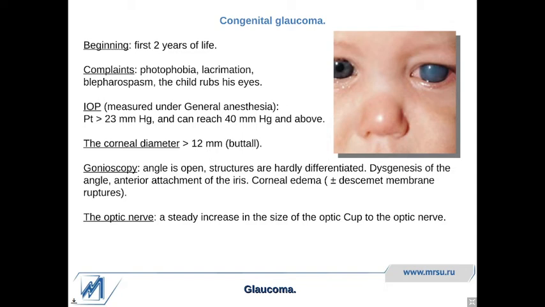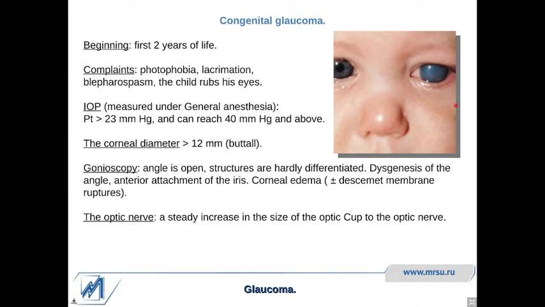What about intraocular pressure? We need to say that intraocular pressure at these ages is measured under general anesthesia, and tonometric pressure is more than 23 millimeters of mercury and can reach 40 millimeters and above. The corneal diameter becomes more than 12 millimeters.